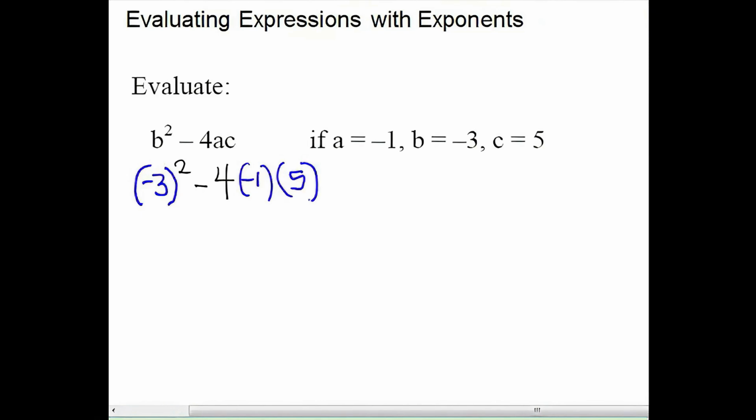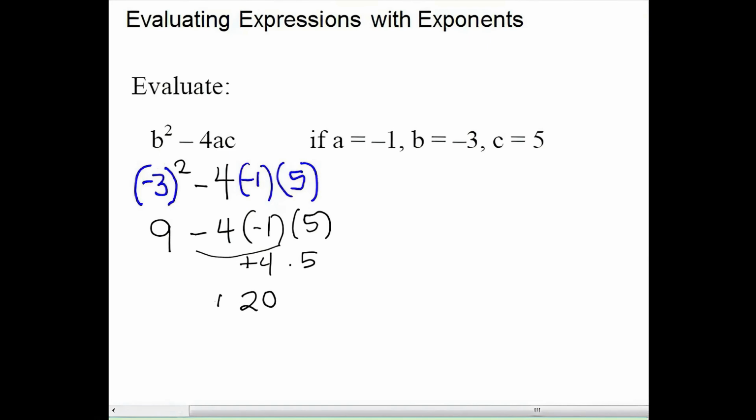So we've substituted. Then work out your exponent. So it is negative 3 squared. Negative 3 times negative 3 gives you a positive 9. Then we will do the multiplications. You can take the negative with the 4 if you want, because there are no exponents. So this will give us a positive 4 times 5, which gives us 20, plus the 9. 9 plus 20 will give us 29.